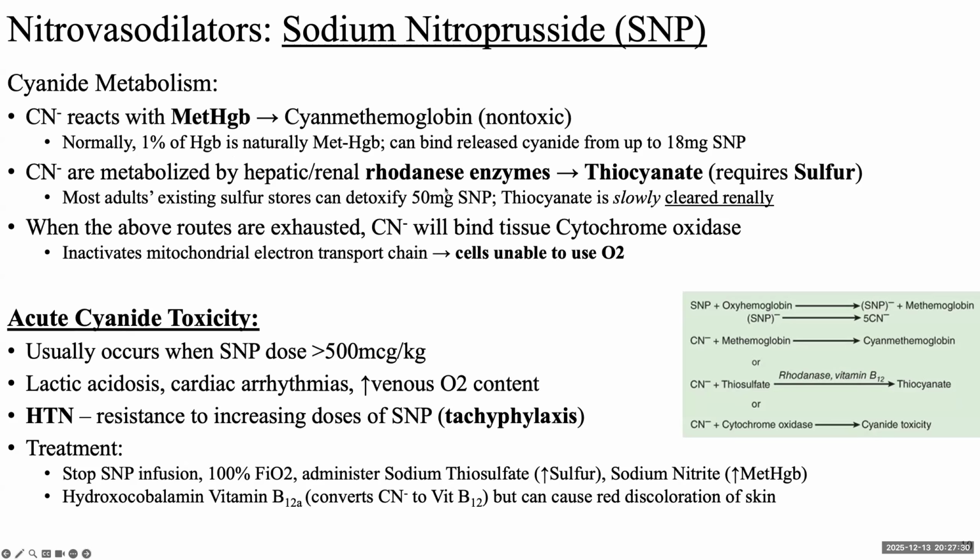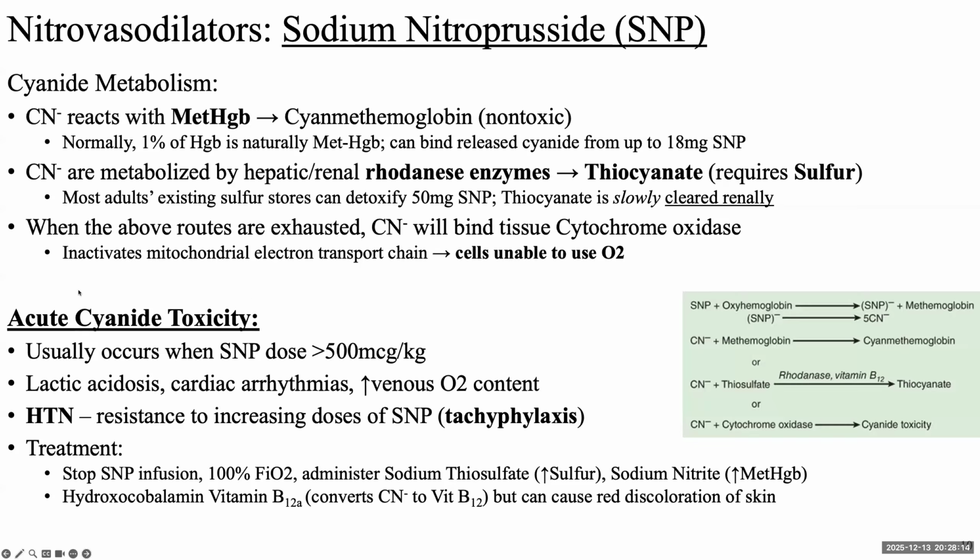So these are our main two pathways, right? Once we exhaust the methemoglobin stores and all our sulfur stores, cyanide will start to bind tissue cytochrome oxidase. And this is where it becomes problematic, because when we bind cytochrome oxidase with cyanide, we inactivate our mitochondrial electron transport chain, and this makes cells unable to use oxygen, right? So this is where we get the toxic effect of cyanide. And again, without O2, things start to die, right?